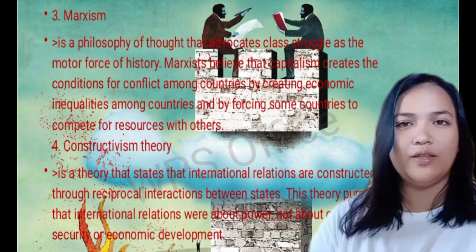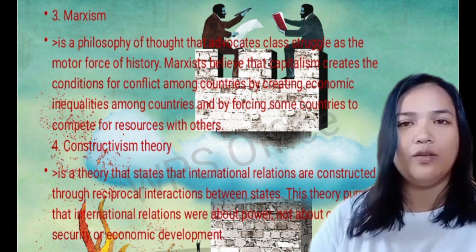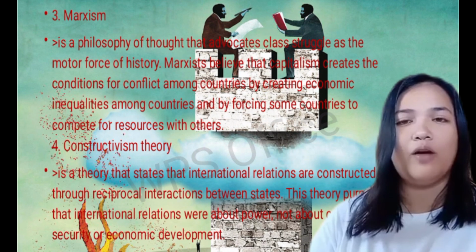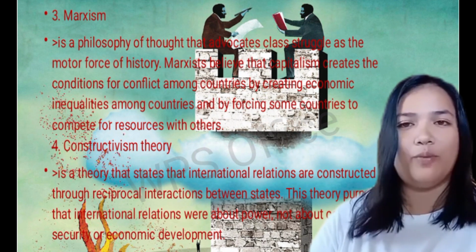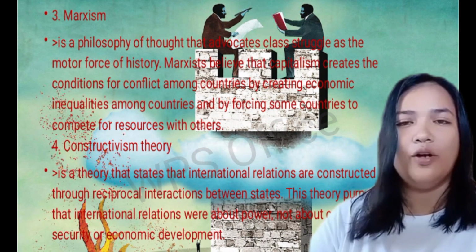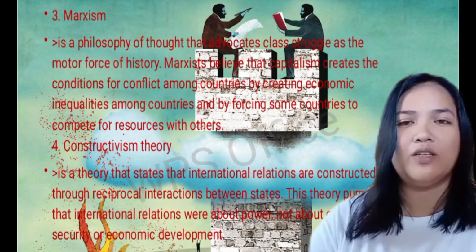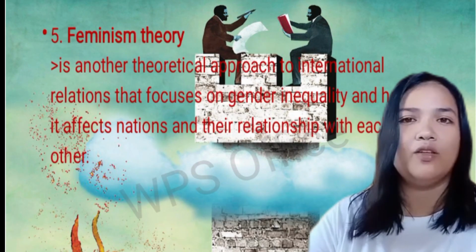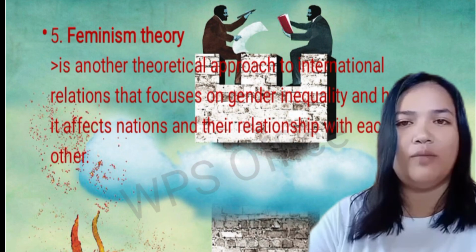The next is the constructivism theory. It is a theory that states that international relations are constructed through reciprocal interactions between states. This theory purports that international relations are about power, not about collective security or economic development. For example, an agreement on the border dispute between China and Bhutan could change how countries perceive each other. This change might lead to the establishment of an official relationship, the nature of which is friendship rather than enmity.